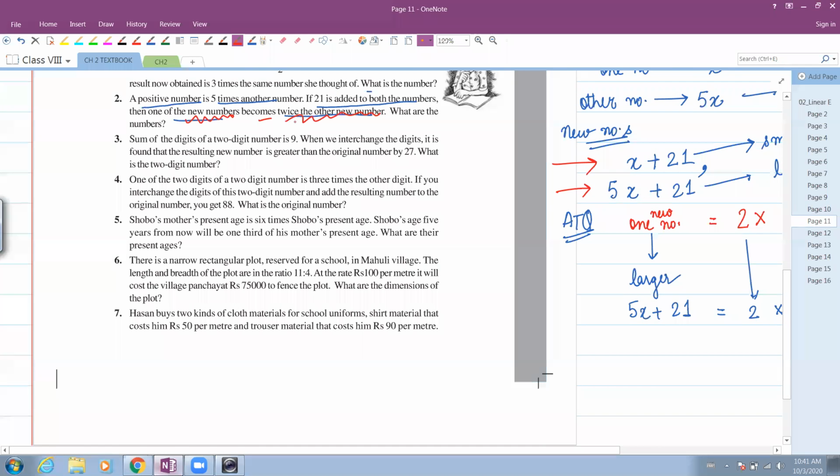Question number 3 and question number 4, they are similar to each other. They are talking about the numbers having 2 digits. So I would like to take up these questions later, like we will try to finish the rest of the questions.